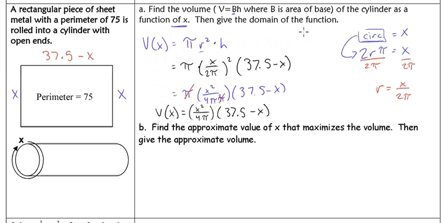All right, so we've now written the volume as a function of x. We also have to give the domain of the function, and so thinking through what's the smallest x could be. Well, it could be 0. And actually, I'll write it down here on the next page.